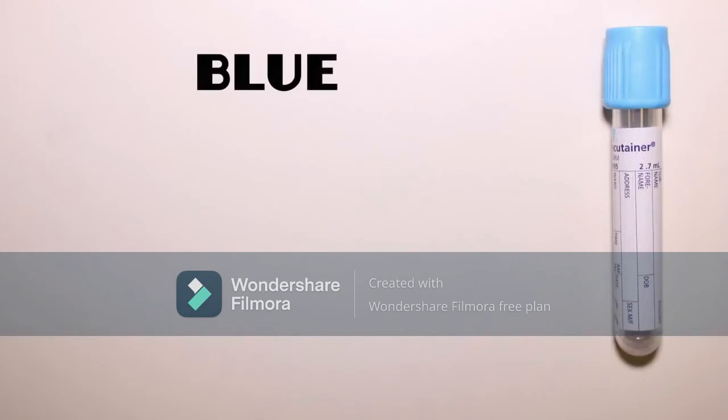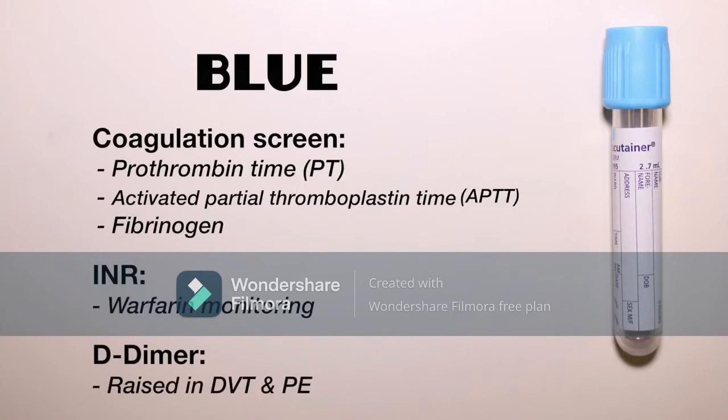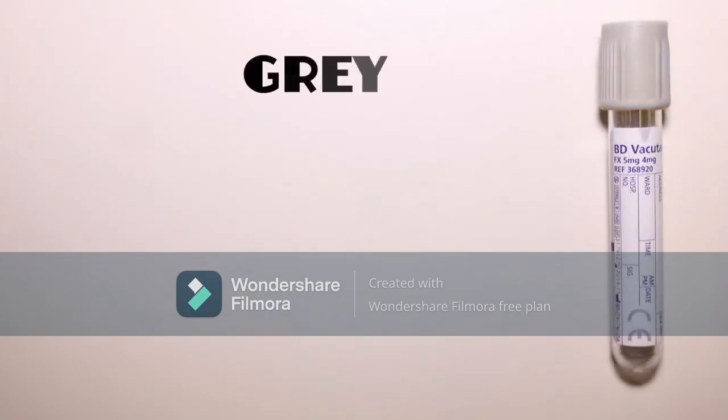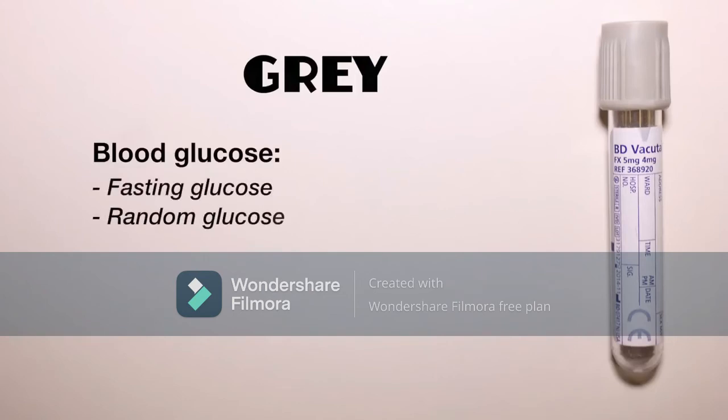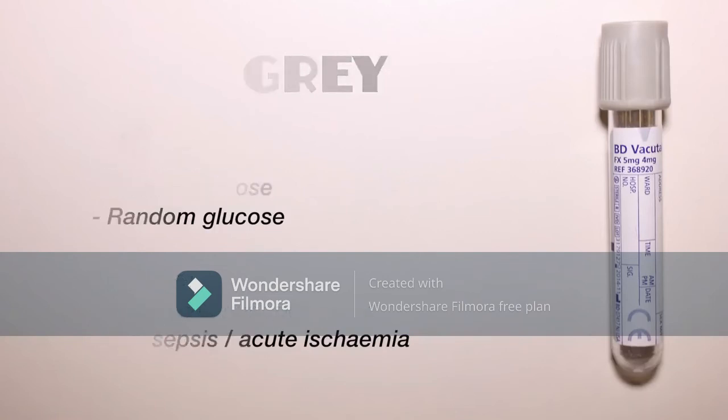The blue bottle is for hematology tests to assess the clotting system. Coagulation screen includes prothrombin time, activated partial thromboplastin time and fibrinogen. INR is important for monitoring warfarin therapy, and D-dimers are useful in the diagnosis of deep vein thrombosis and pulmonary emboli. The grey top bottle is used for two specific biochemistry tests: glucose, which can be a fasting or a random value, and lactate, which can be raised in any condition causing tissue hypoperfusion, for example sepsis or acute ischemia.